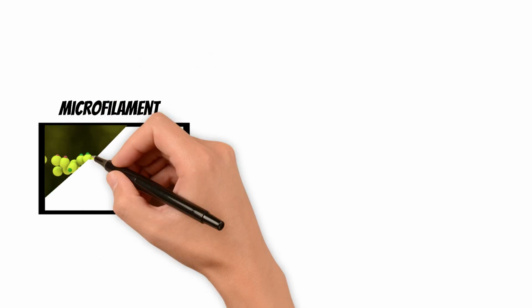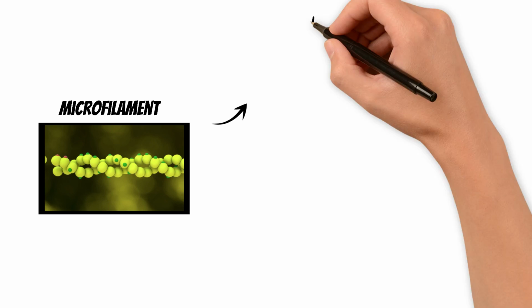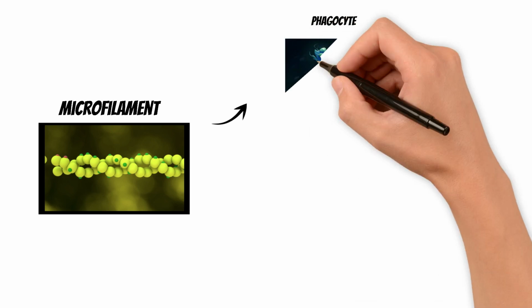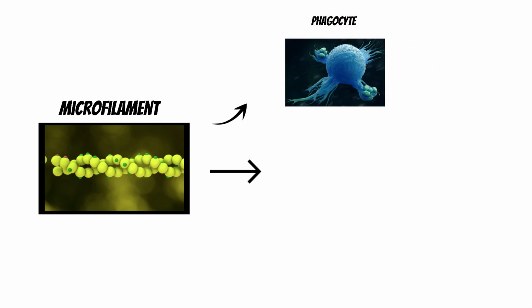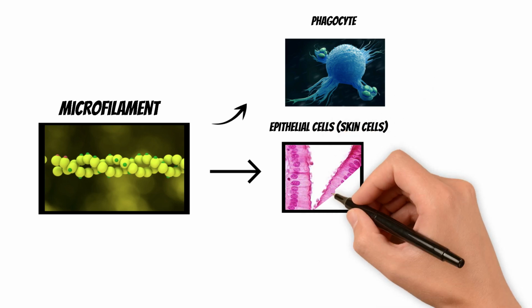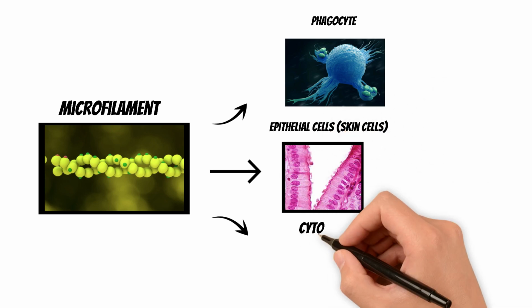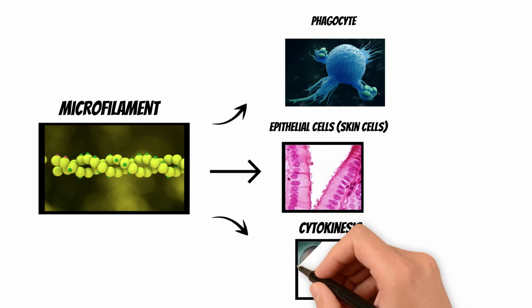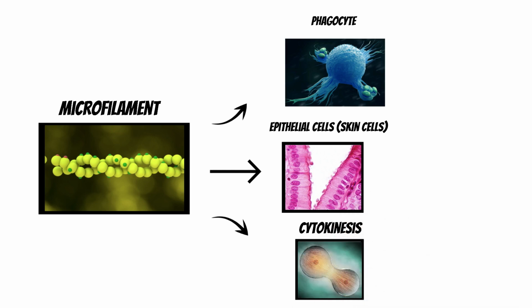Because of this arrangement, actin can rapidly reshape the cell surface, allowing phagocytes to engulf pathogens and epithelial cells to maintain firm, stable shapes. Actin's dynamic nature also drives cytokinesis, where actin and myosin form a contractile ring that pinches the cell in two during division.